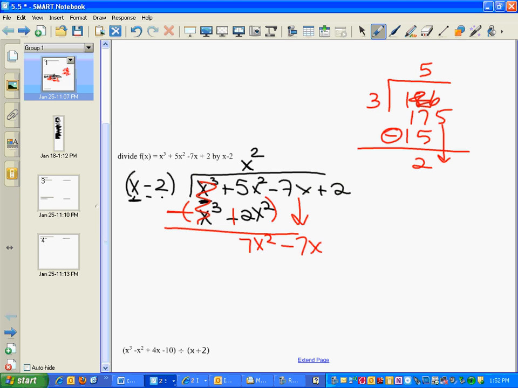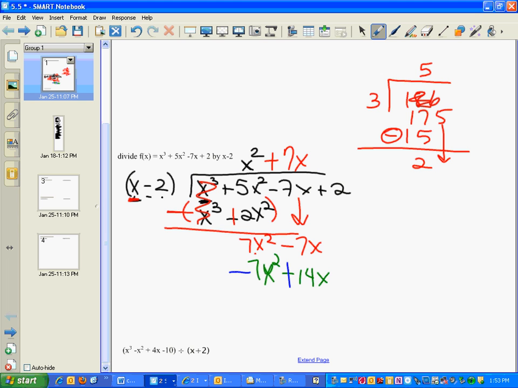You following this? Now we go through the same process again. Now we got to get rid of the first term. What's my first term that I have to eliminate? So what do I multiply x by to get 7x squared? Plus 7x. And guess what we do with the 7x? We distribute it. And we get 7x squared minus 14x. And then what do I need to do? Change every sign. You're following this?